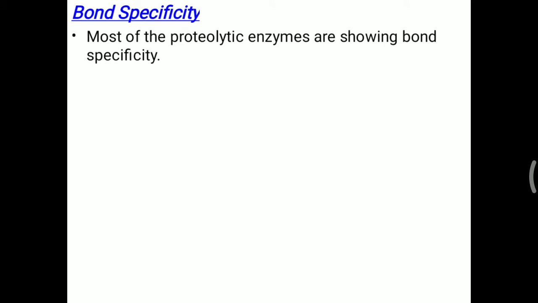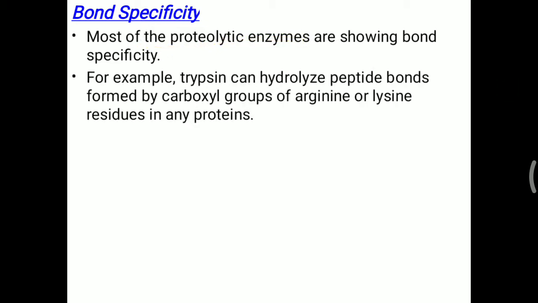Same way, bond specificity. Here, most of the proteolytic enzymes show bond specificity. Proteolytic enzymes break down a bigger protein molecule which we have taken in the diet into smaller fragments, and that is possible by these particular proteolytic enzymes. So here the example is trypsin, which can hydrolyze the peptide bond formed by the carboxyl group of arginine or lysine. Arginine or lysine are amino acids present in protein, and only then is trypsin able to break down that particular protein. Otherwise, this trypsin is not able to work over that protein. So trypsin shows a bond specificity for the activity of the enzyme.